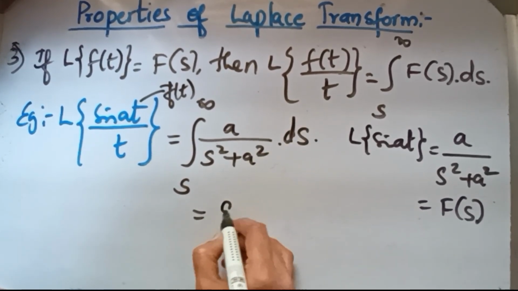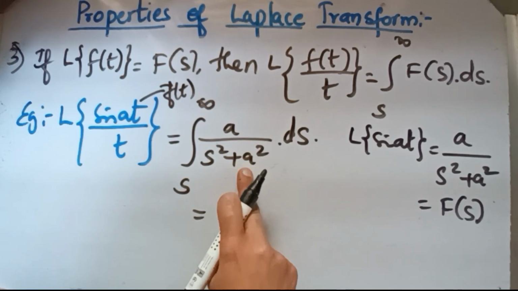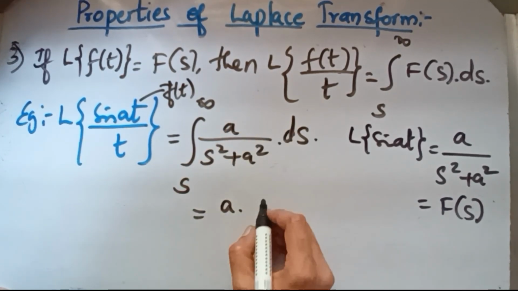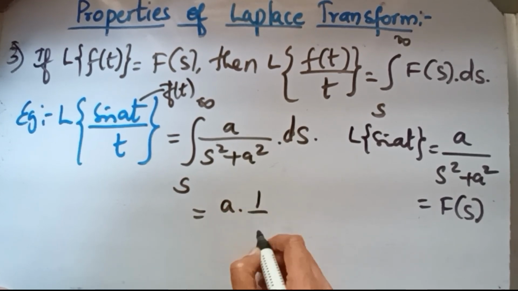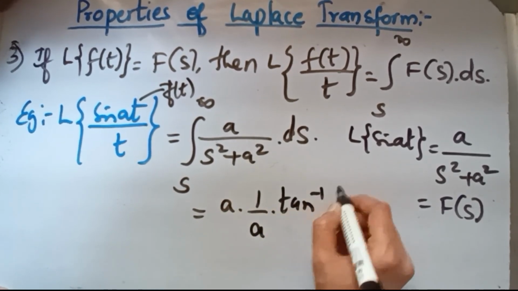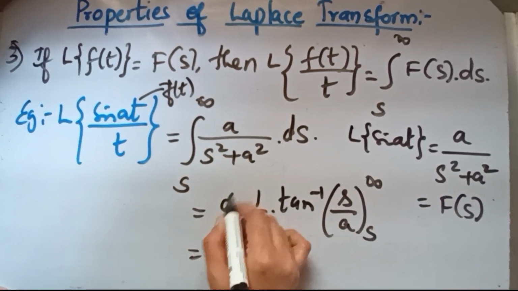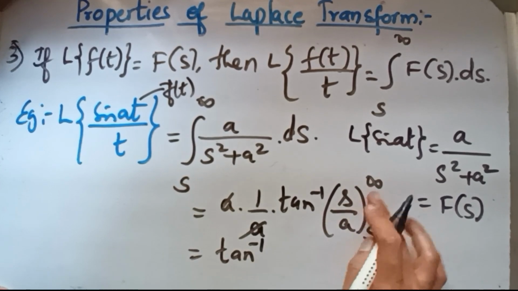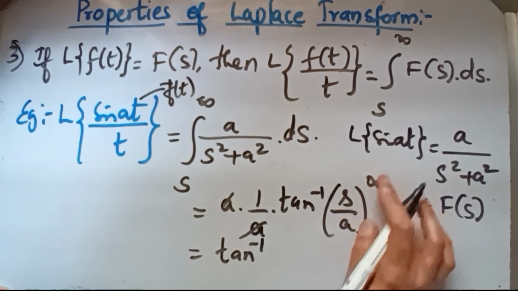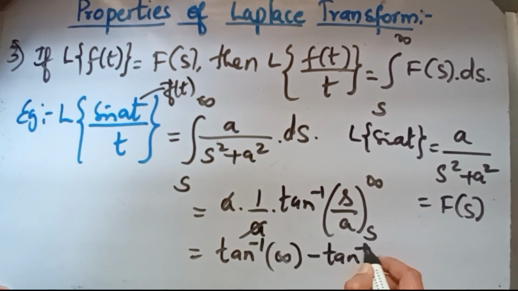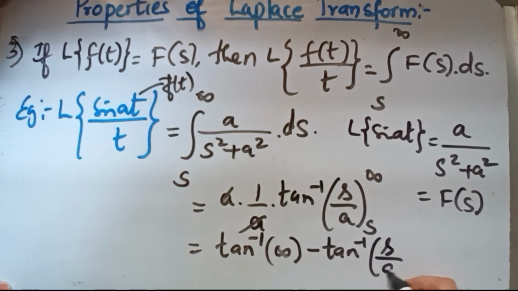So a is a constant. What is the integral of 1 by a square plus x square? It is 1 by a into tan inverse of x by a. So this gives you 1 by a into tan inverse of s by a from s to infinity. So a cancels. This is tan inverse of the upper limit, replacing s by infinity, minus tan inverse of s by a, with the lower limit giving the same thing.